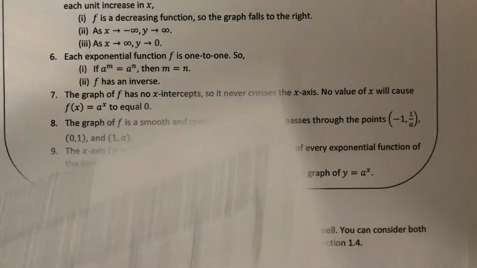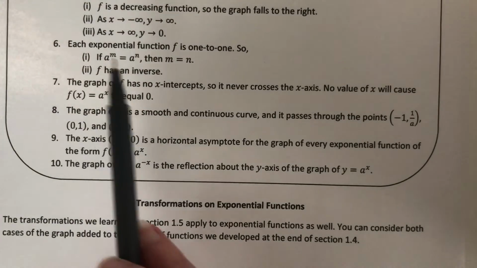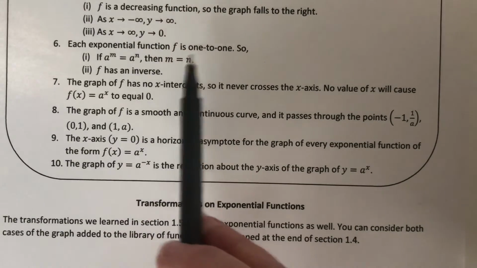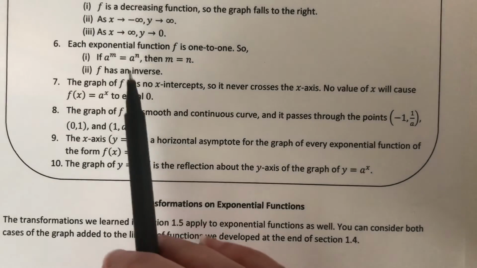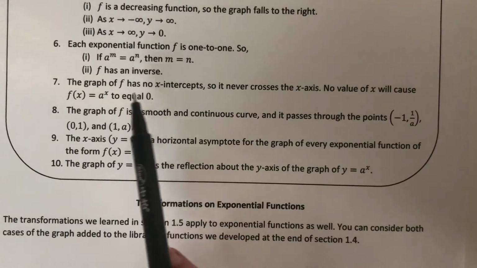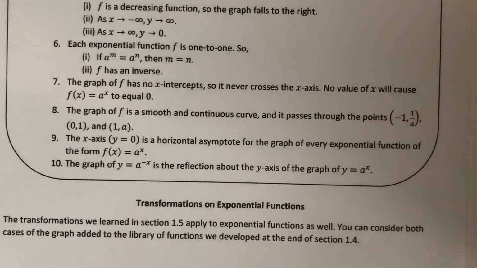Exponential function is 1 to 1. It does pass a horizontal line test. Okay. So if a to the m is equal to a to the n, then you can set the exponents equal to each other. And that will always work. So if you have the same base and they are equal, then your exponents must be equal. F definitely has an inverse because it is 1 to 1. Okay. The graph of f has no x-intercepts, so it never crosses the x-axis. So no value of x will cause it to equal 0.